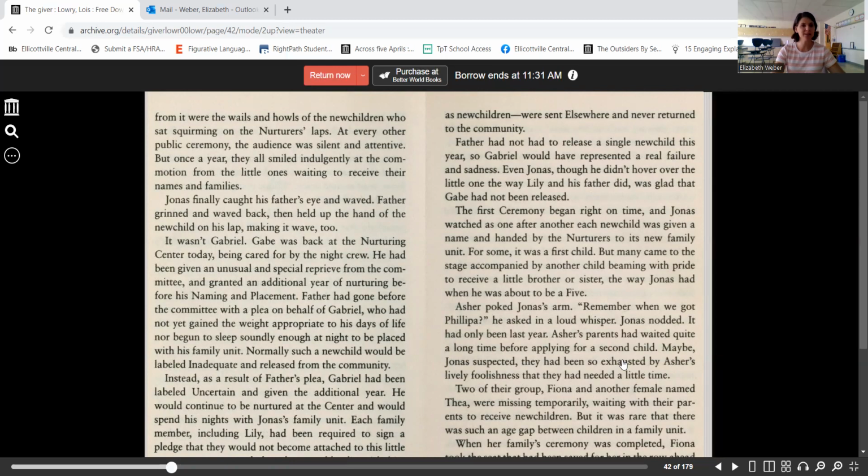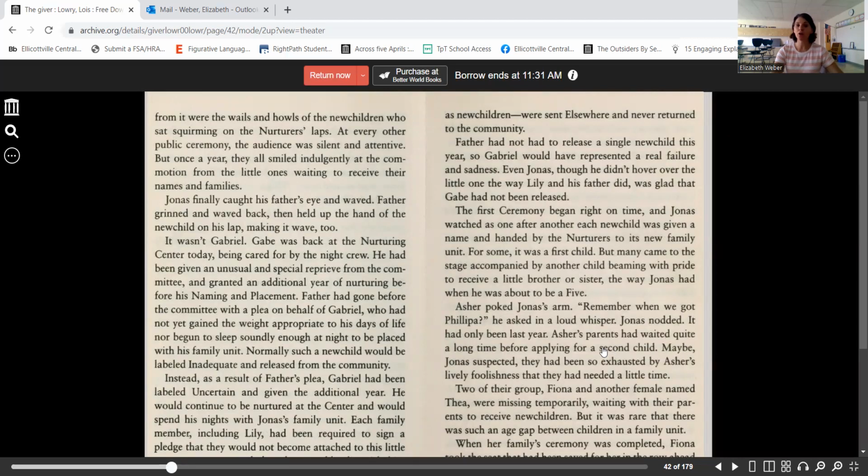At every other public ceremony, the audience was silent and attentive. But once a year, they all smiled indulgently at the commotion from the little ones waiting to receive their names and families. Jonas finally caught his father's eye and waved. Father grinned and waved back, then held up the hand of the new child on his lap, making it wave too. It wasn't Gabriel. Gabe was back at the nurturing center today, being cared for by the night crew.